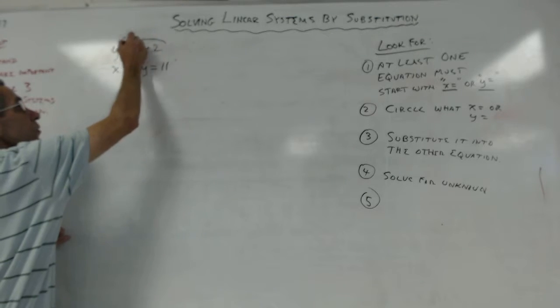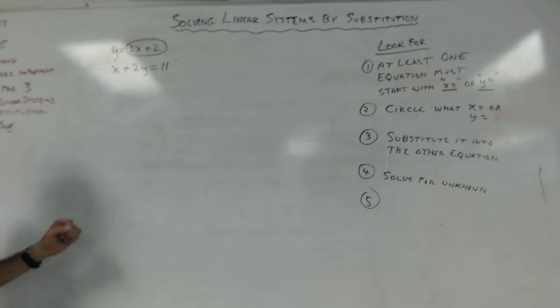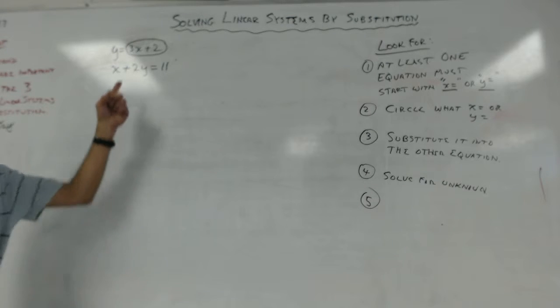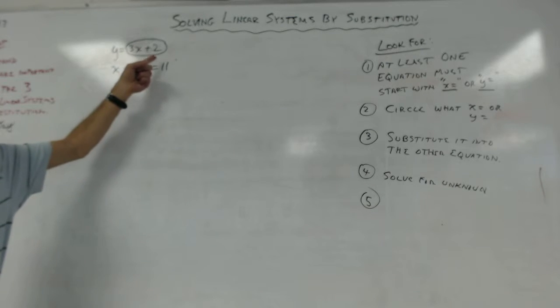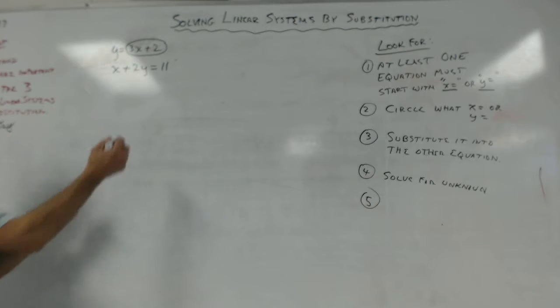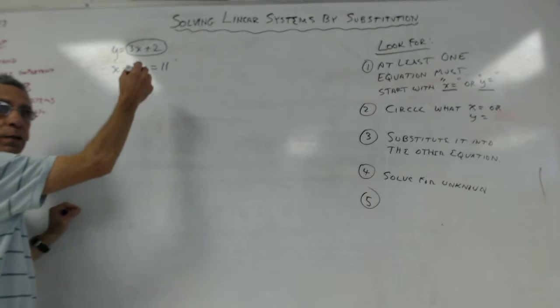So y is equal to 3x plus 2. So I'm going to circle it. That's exactly what y equals. That is what y is. It's 3x plus 2. So I'm going to circle the y.